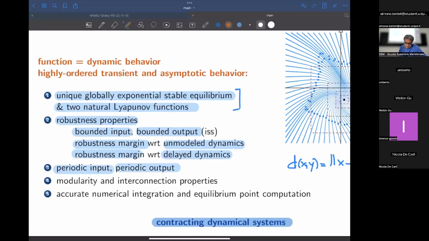Now, the next really nice thing is modularity and interconnection. So right now, I just showed you in one direction. What if you have a large network of nodes that are interconnected?